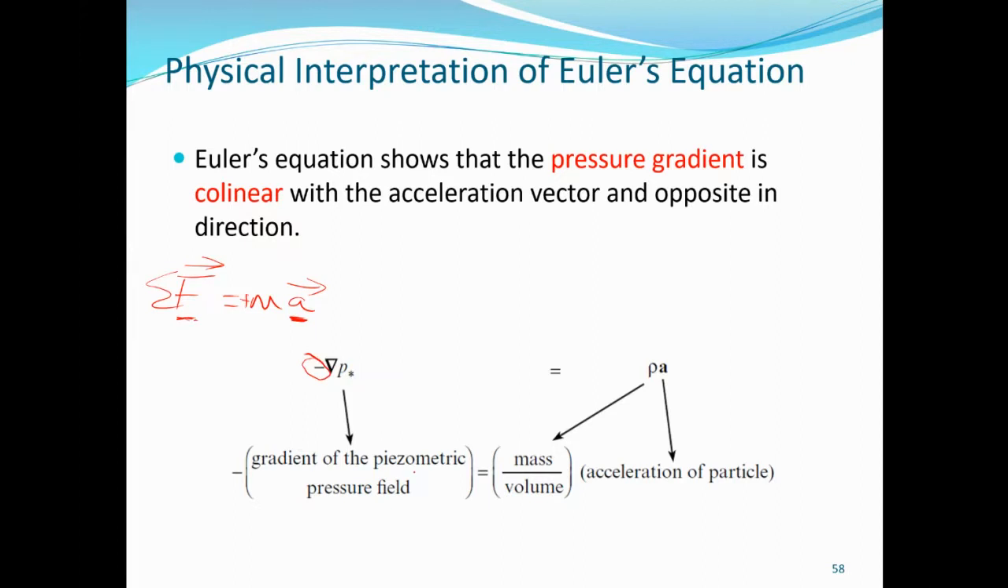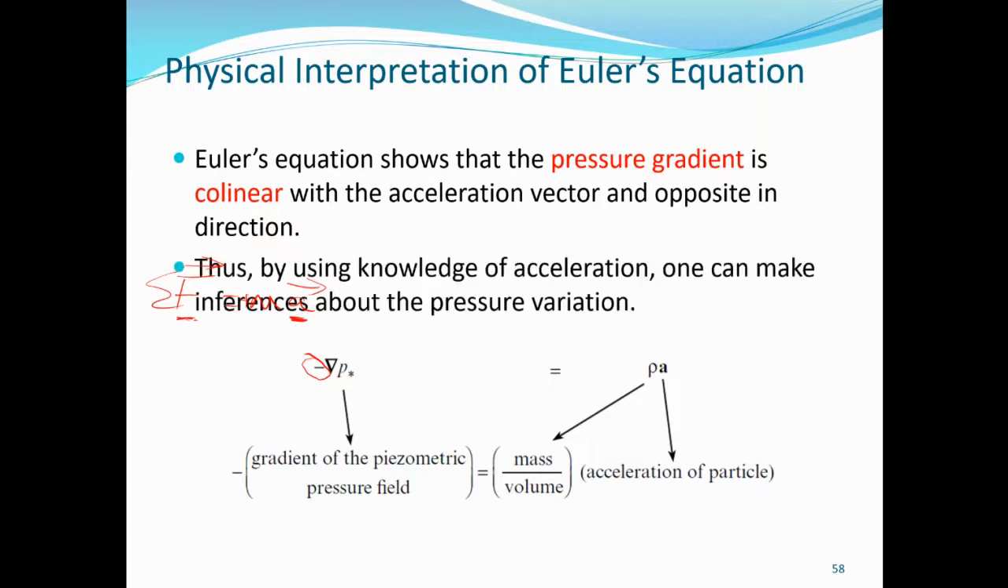This is the gradient of the piezometric pressure field. This is density, which is mass over volume, and this is the acceleration of the particle. Thus, using knowledge of acceleration, one can make inferences about the pressure variation. Meaning, if you have knowledge of the acceleration, you can make inferences about the variation of the pressure field. And this we will look at.